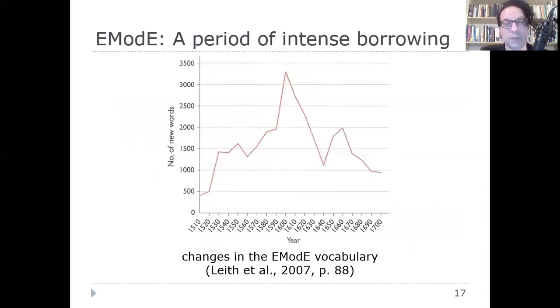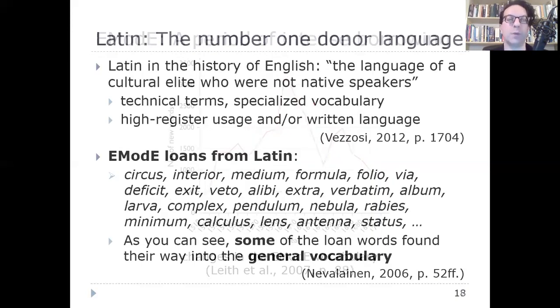Actually, early modern English was a period of intense borrowing. So the little statistics you see here should nicely show you that round about the year 1600 is when there was the highest peak ever, really, in terms of how many new words are first recorded in writing in each decade. Okay, so the decades around 1600 were really a peak of borrowing new words from other languages. And the number one donor language was the Latin language, believe it or not.